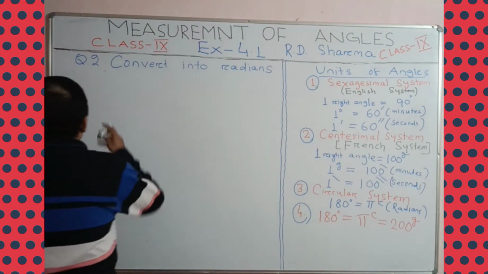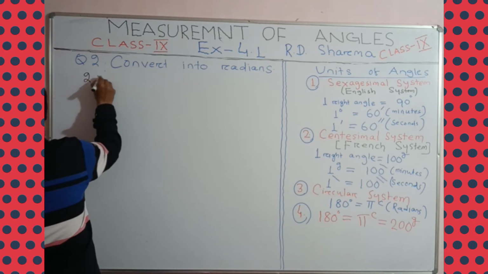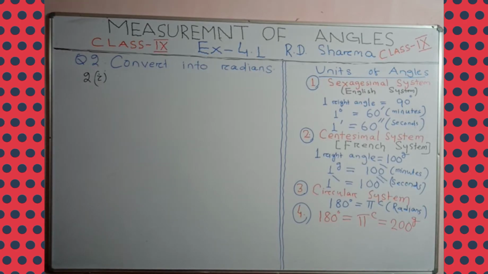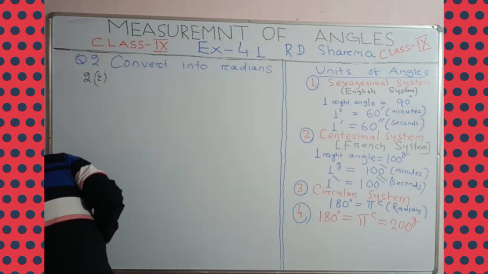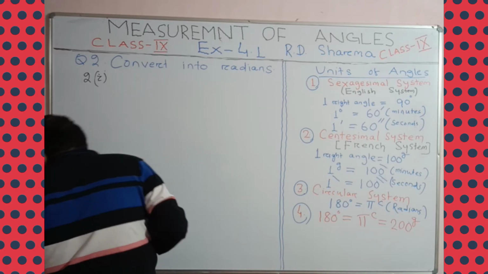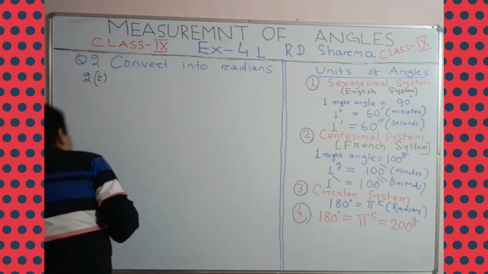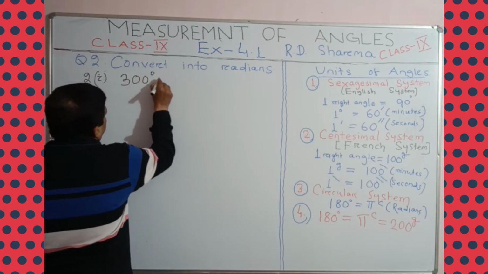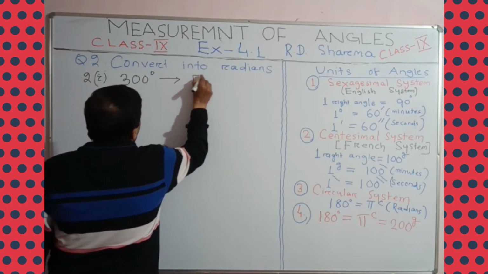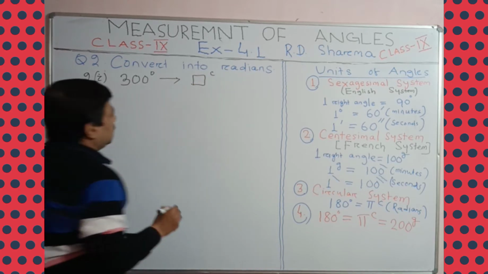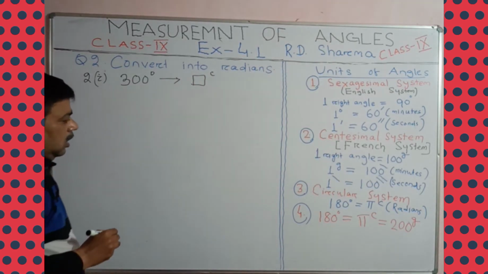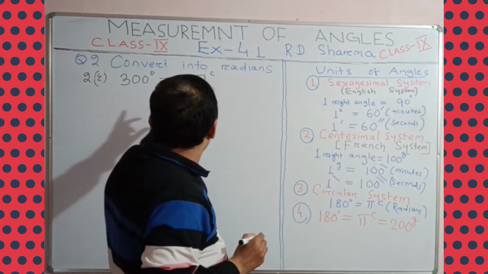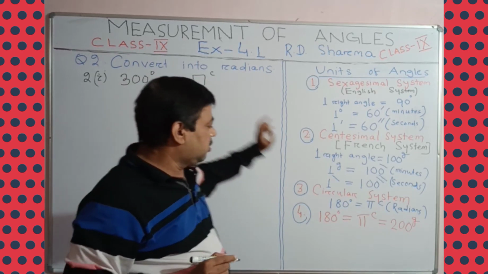Question number 2, first part. It is given 300 degree, and we have to convert 300 degree into radian. Understood or not? You see, this last point is most important: the angle is given in degree, and we are going to convert it into radian.